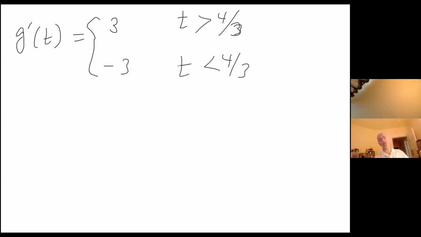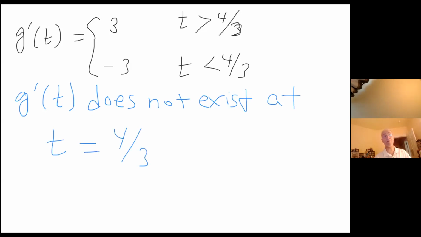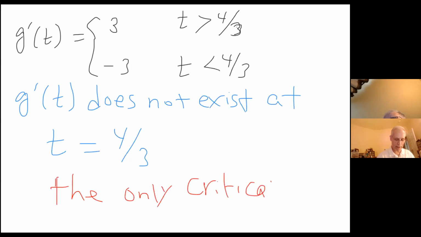What's important here to remember is that at precisely t equals 4/3, the derivative does not exist. So g prime of t does not exist at t equals 4/3, and that makes it a critical value. If it does not exist, it makes it a critical value. So t equals 4/3 is the only critical value.